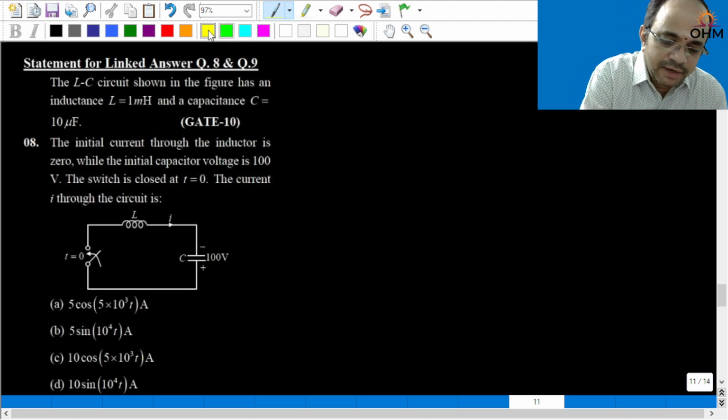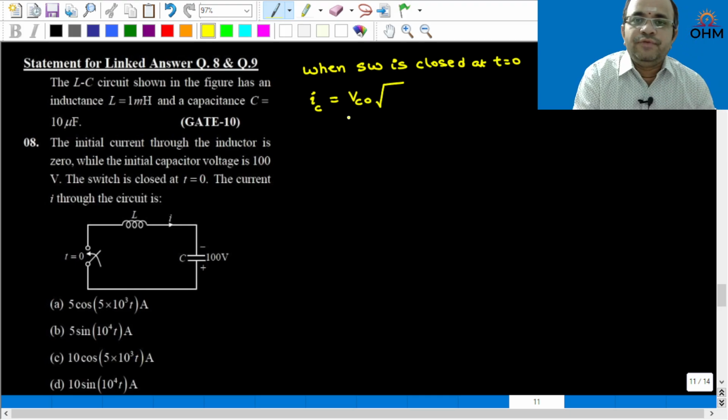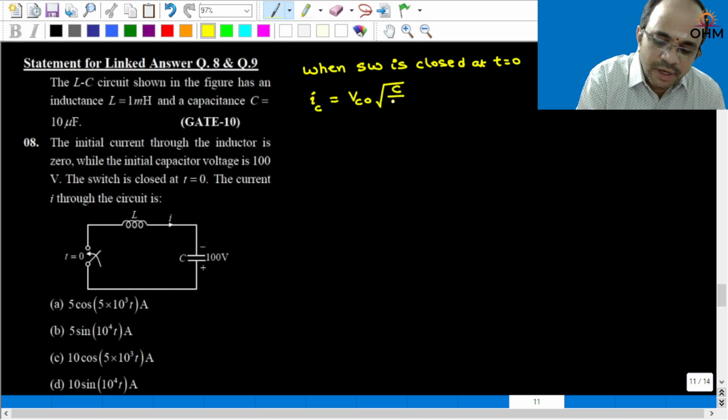Therefore, when the switch is closed at t equal to 0, you can write down this current equation. Let me call it IC. This equation will be given by Vc naught, which is the initial voltage across the capacitor, into under root C by L, multiplied with the sine of omega t.